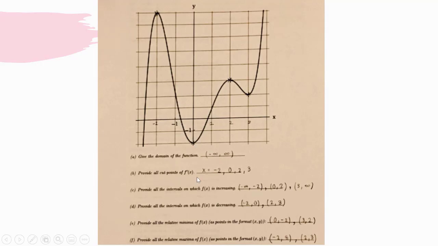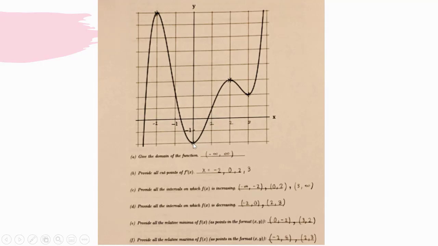So we need to provide all the cut points of f prime x. The cut points are basically your critical points. Those will be where there's a maximum or a minimum on your original function. So here you see there's a max at -2, so -2 is one of your cut points. It's not where the graph intersects with the x axis, like it's not the point right here or the point here. It's where the original function has a max or a min.